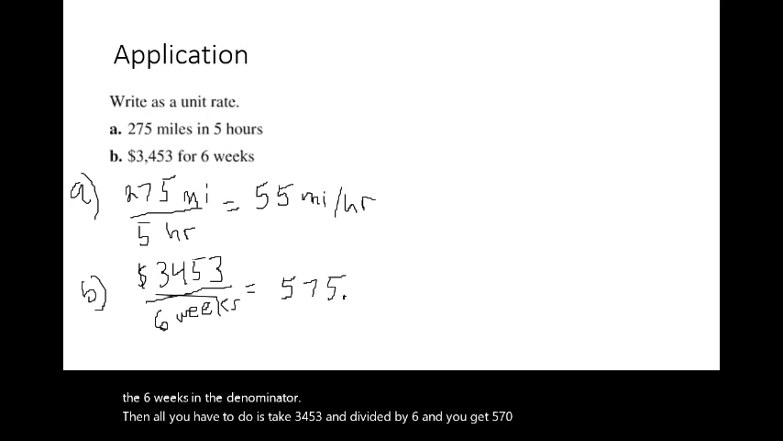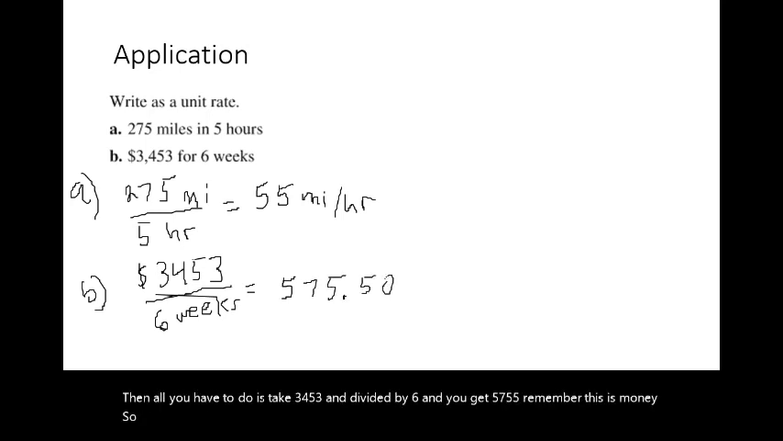575.5. Remember, this is money, so you really should always go to 2 decimal places for money because this is cents. So this is $575.50 per week.